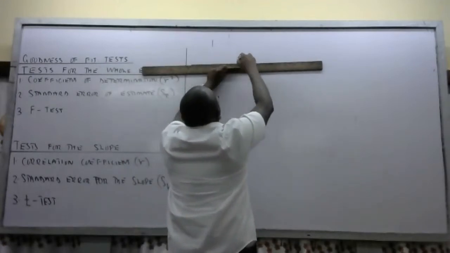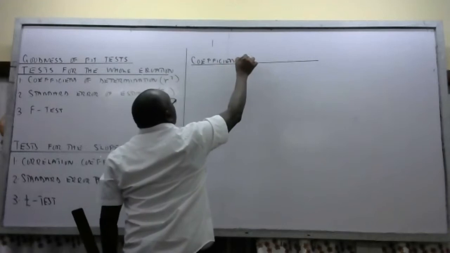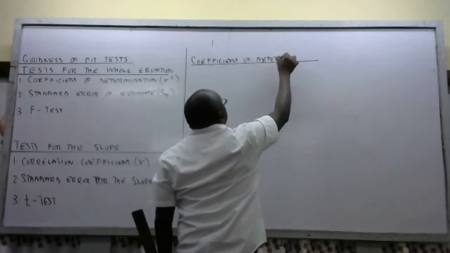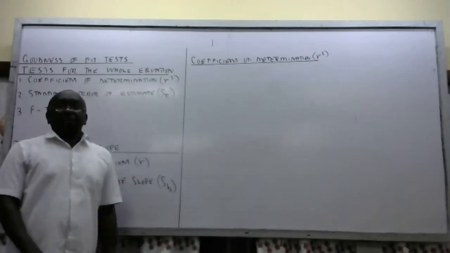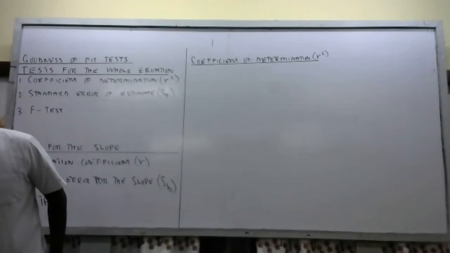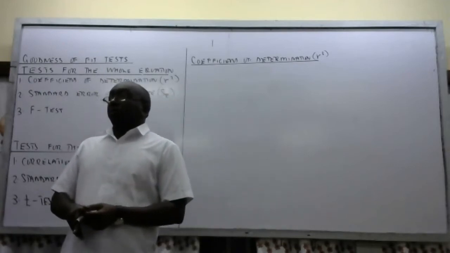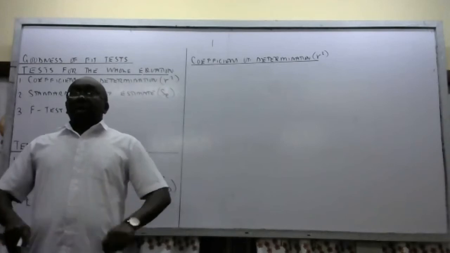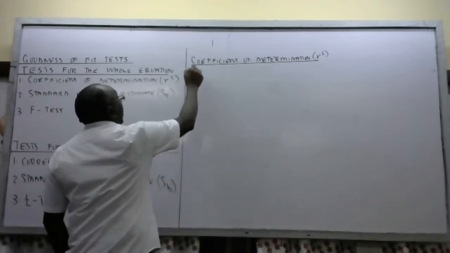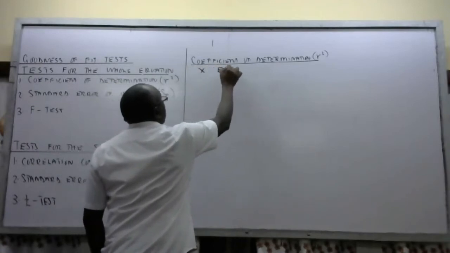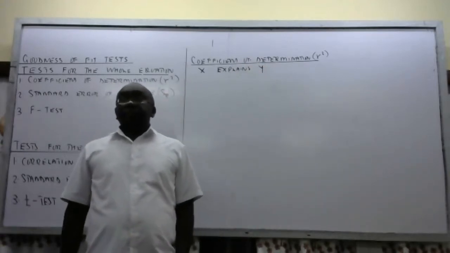Coefficient of determination, R square. We write that this is used to determine how well X explains Y.